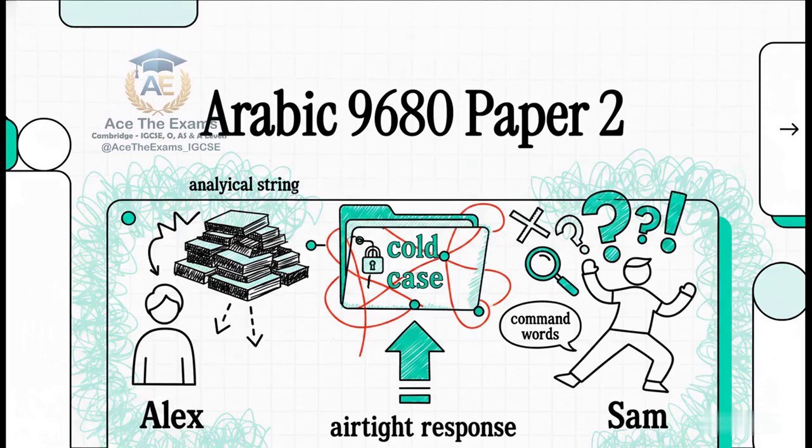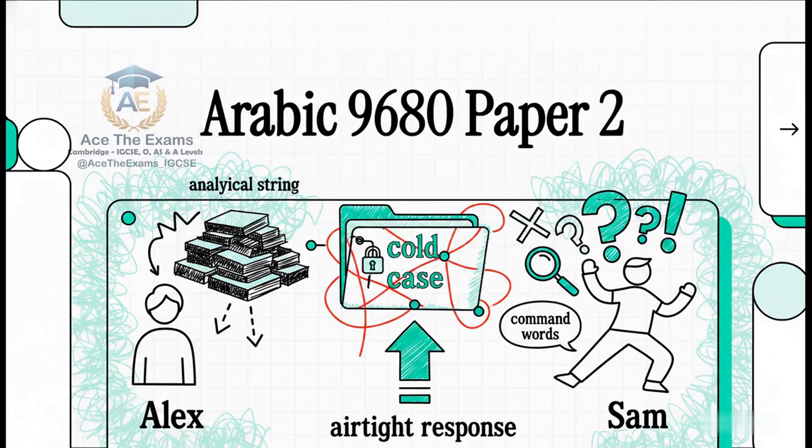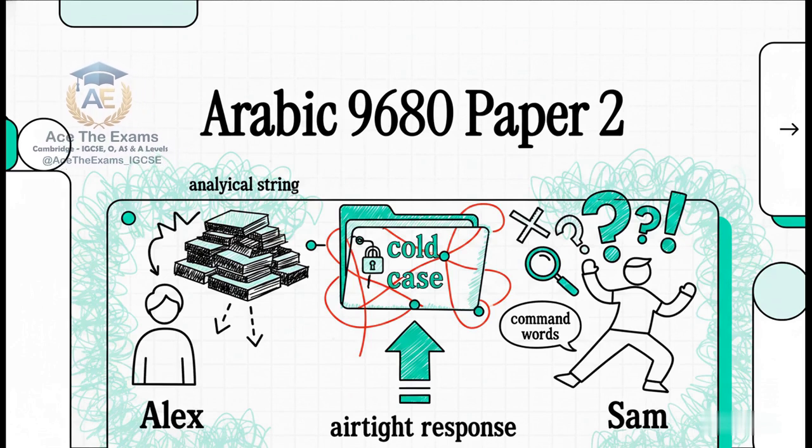On the exact opposite end of the spectrum, we have Agent Sam. Sam is our fast actor. Sam kicks down the door, rushes to conclusions, skips all the vital forensic confirmation checks, and completely ignores the examiner's actual command words. Neither of these approaches is going to hold up in court.